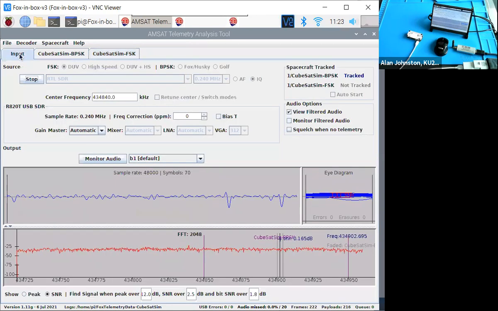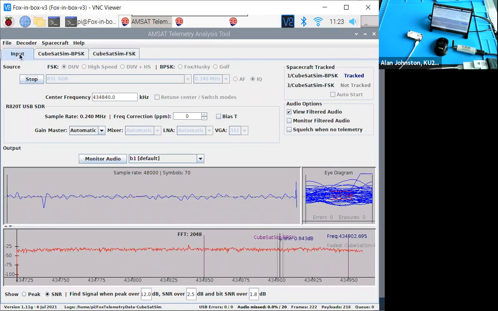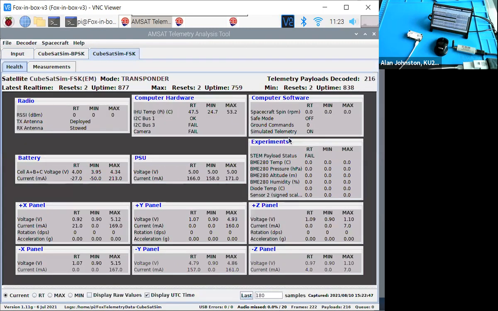So let's see if we've come back up yet here. Not quite. One other thing to keep an eye on here is under this computer software, we've looked at this simulated telemetry being on. If you had a real CubeSatSim, that would say off, and it would show real values. But there's also this one called safe mode, and safe mode is something that's automatically activated by a CubeSat whenever the battery voltage is determined to be critically low. So if you see the battery voltage get below a certain threshold, you may see safe mode turn on in your simulation here.